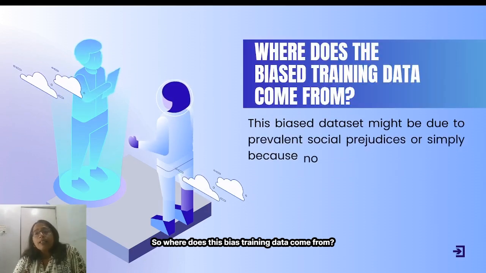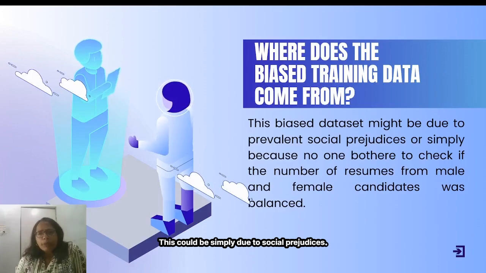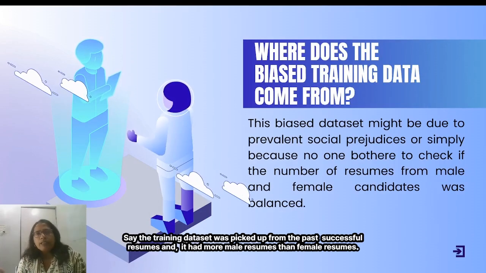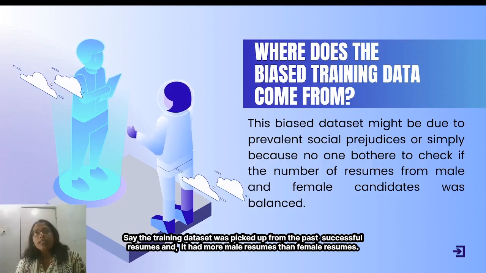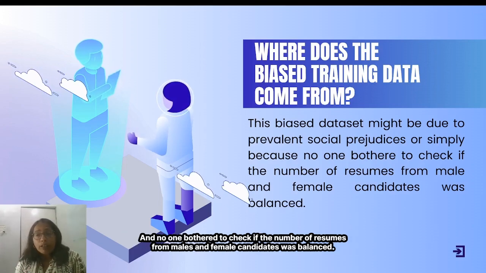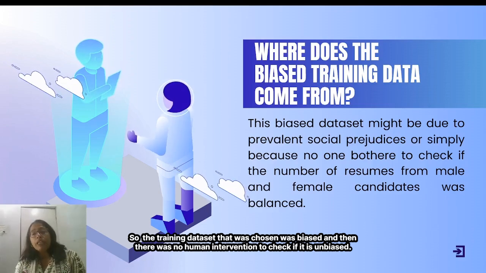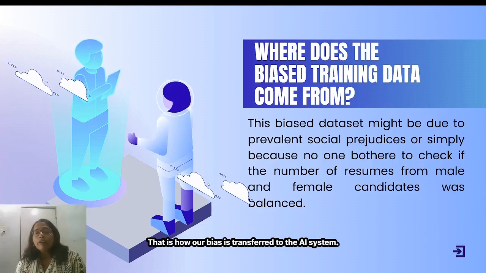So where does this biased training data come from? This could be simply due to social prejudices. Say the training data set was picked up from the past successful resumes and it had more male resumes than female resumes. And no one bothered to check if the number of resumes from male and female candidates was balanced. So the training dataset that was chosen was biased, and then there was no human intervention to check if it is unbiased. That is how our bias is transferred to the AI system.